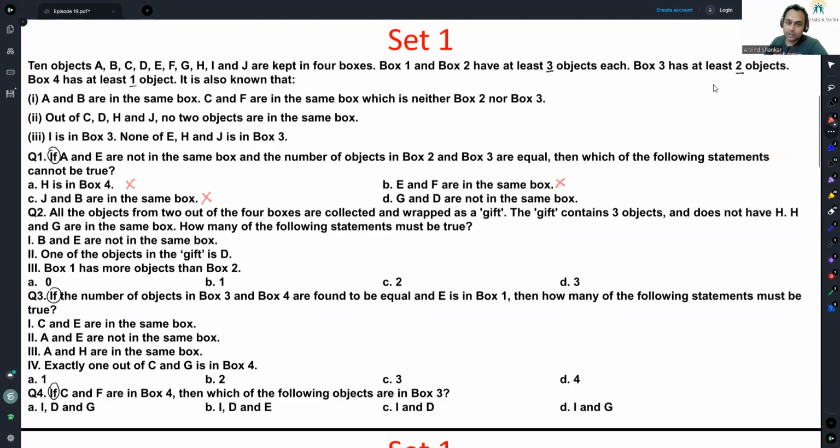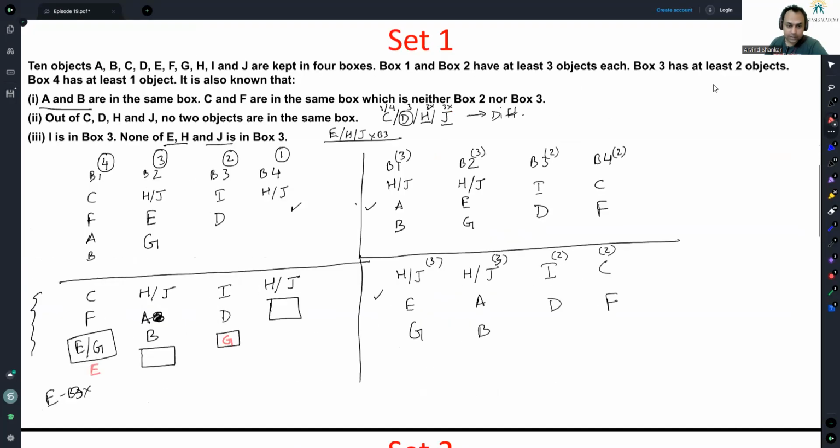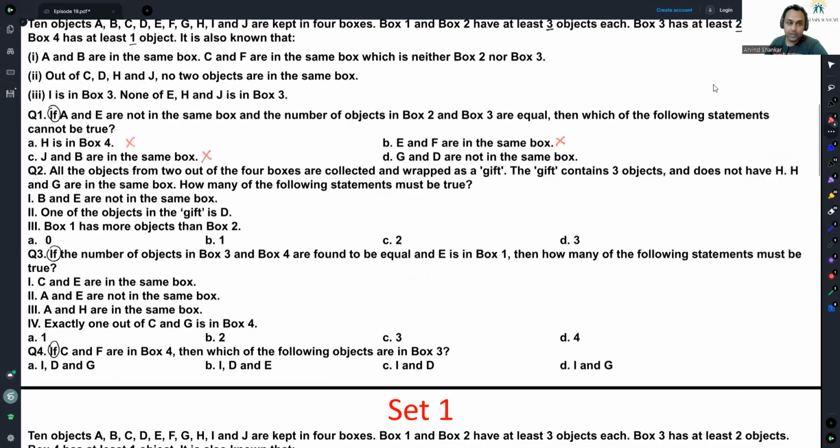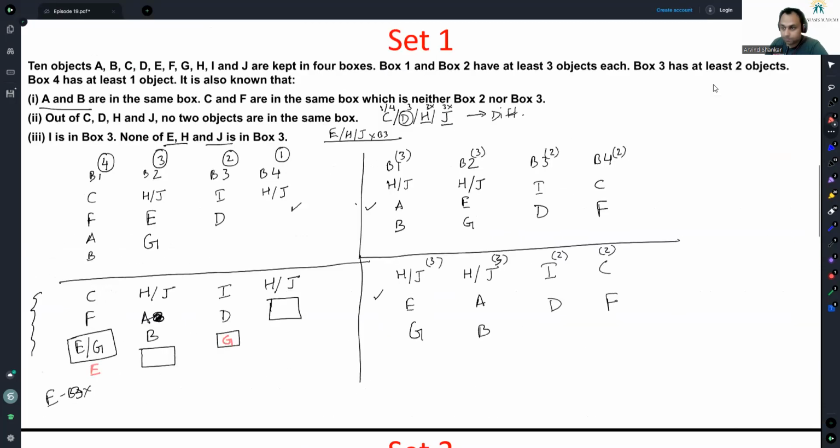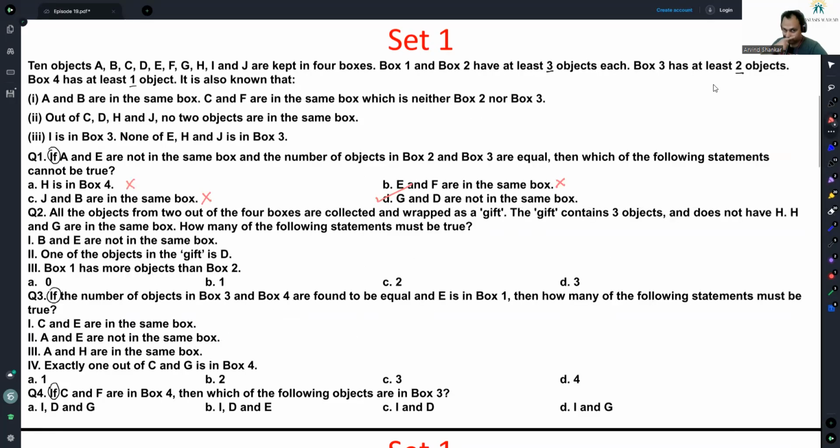G and D are not in the same box. G is here, D is here. No, they have to be in the same box. So of statement D, G and D are not in the same box cannot be true. Answer is option D. But before we move on to the next question, I have to get rid of these red marks because those were specific for cases. Let us look at question 2 now.